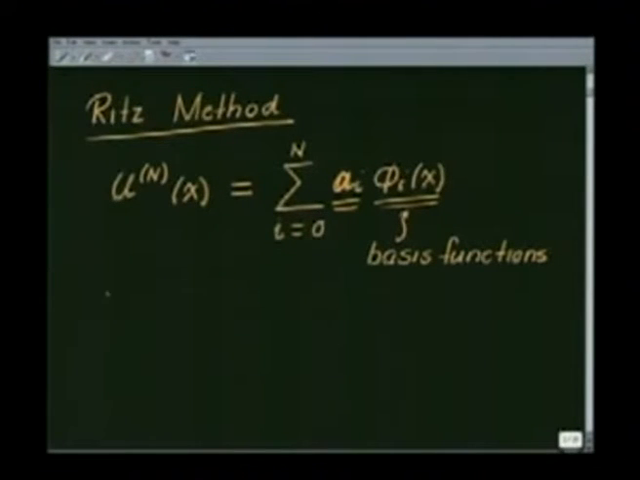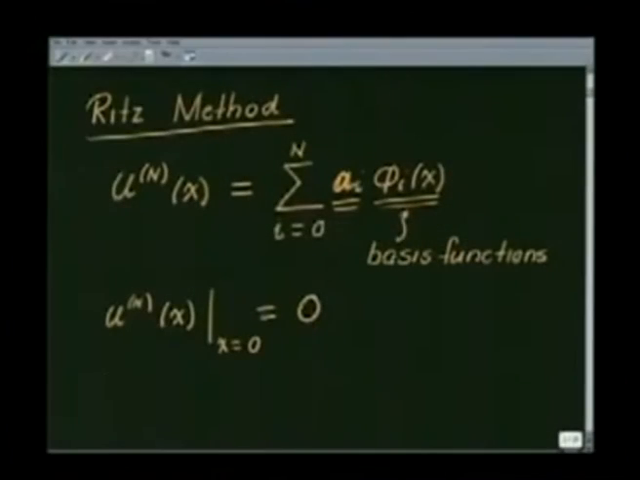Now what do we want? If you remember from what we had said last time, u_n(x) has to satisfy the geometric boundary conditions, or the essential or the Dirichlet boundary conditions, which means that we want this one at the point x equal to 0 to be equal to 0. That is, it is equal to the specified displacement at the point x equal to 0. This has to be satisfied by u_n(x).